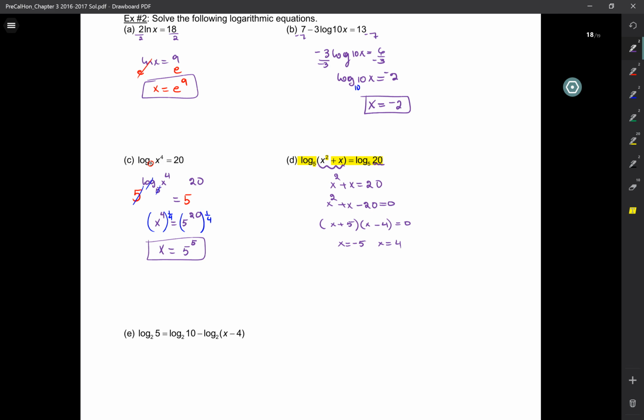Now, in a case like this, remember that the domain of logarithms is not all reals, right? In fact, logarithms only exist after the asymptote. So especially when you get two solutions, you have to plug it in and check. So let's check these.